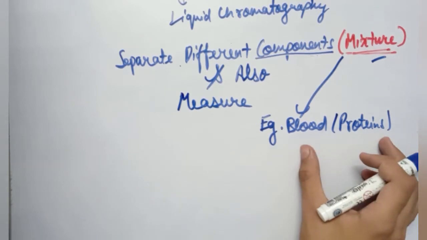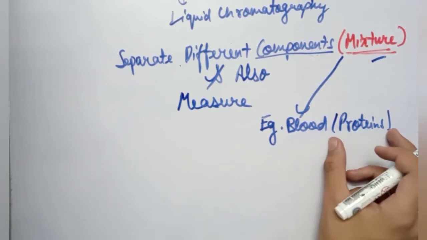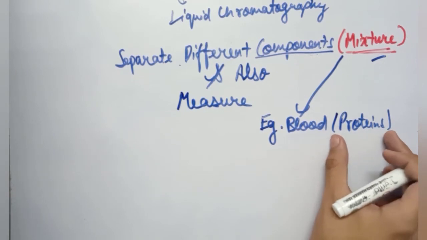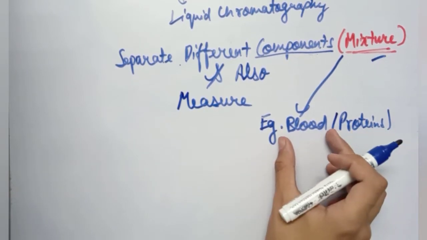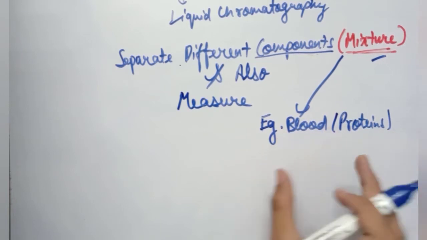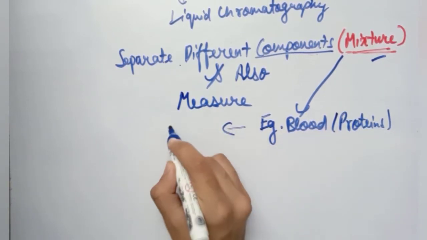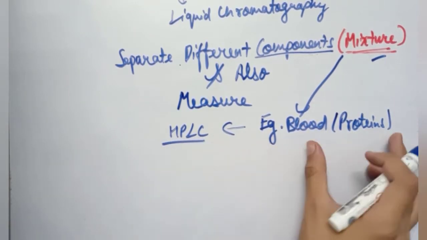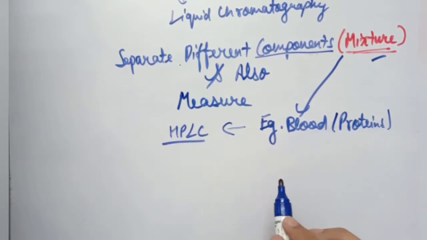And as you know, blood has different proteins present in it. So if we have to separate the different proteins from a biological mixture such as blood, then what we can use is HPLC, and HPLC will easily separate out the different proteins from this blood.